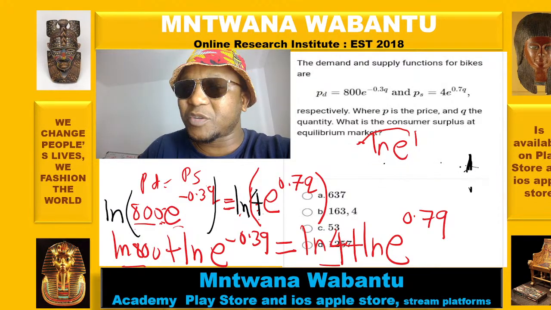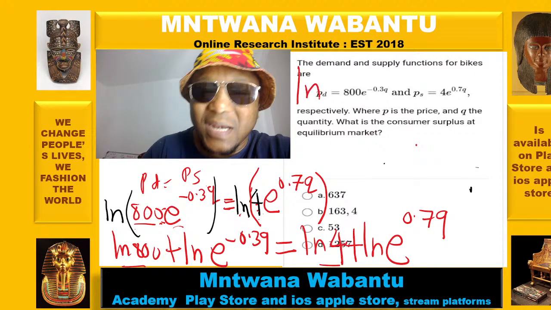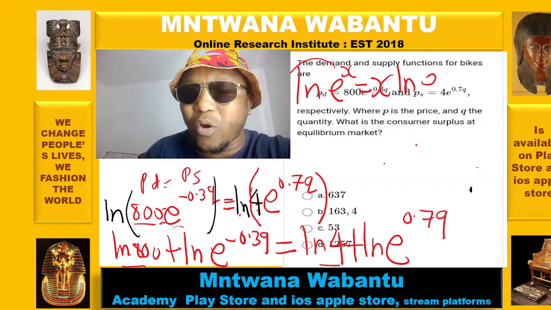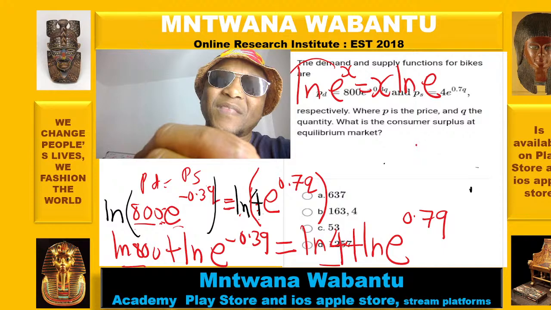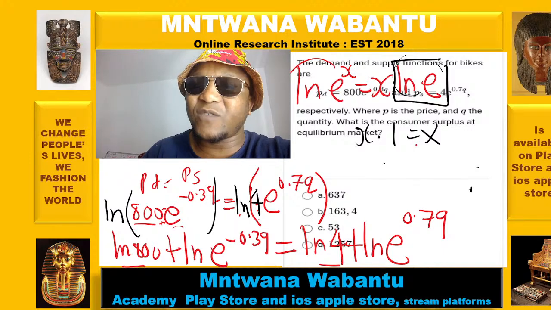Let me say it again one more time. If somebody gives me, let's say, ln of E power X, I'll take X behind. So it's going to be X ln of E. But then I know my ln of E equals 1. So it's going to be X times 1, because ln of E equals 1. X times 1 equals X. Remember, this is very, very important.